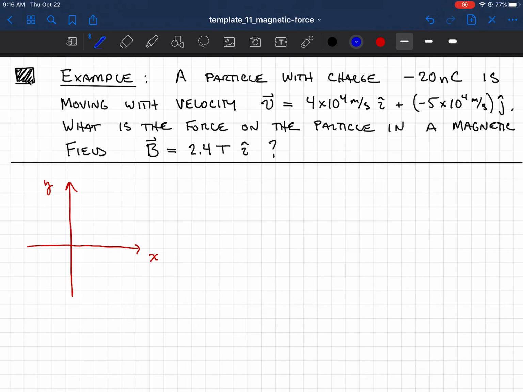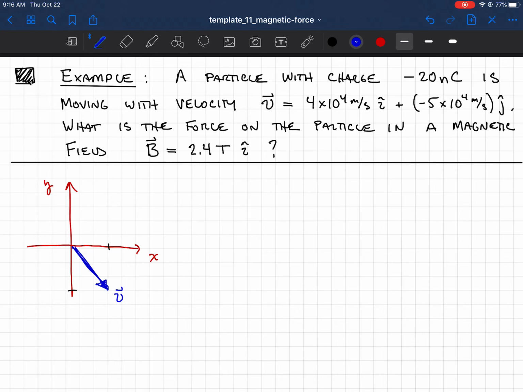And then let's just sketch out a picture. So the v has one component in the positive x direction, 4 times 10 to the 4th, and then a y component in the negative y direction, which is slightly larger. So it looks like we have vx looks like that, and vy looks like that. So the v vector is something like this.